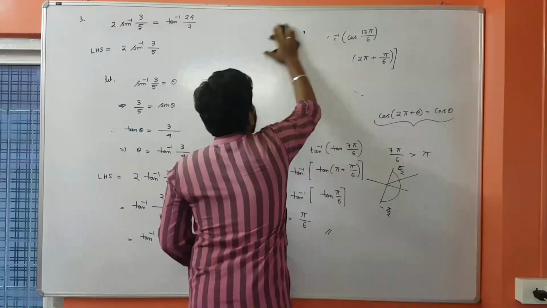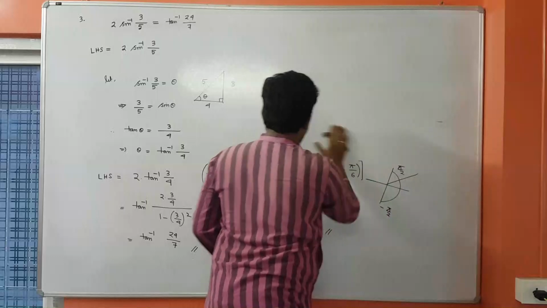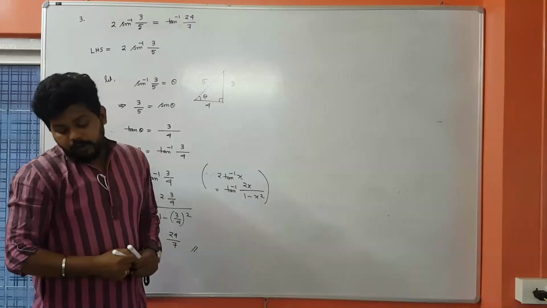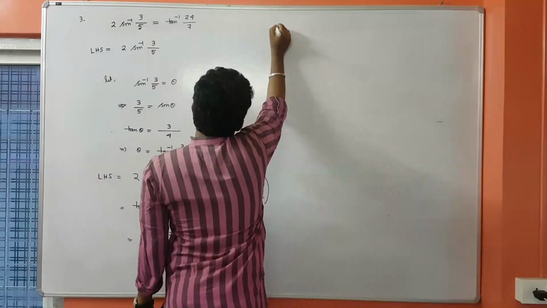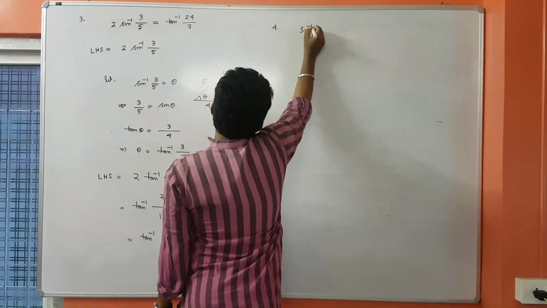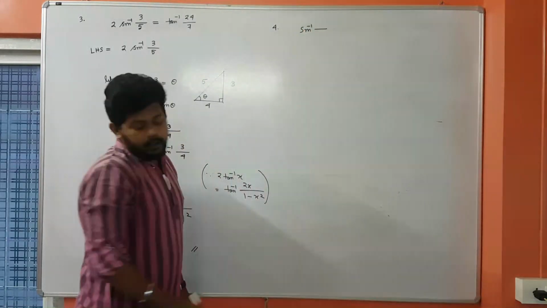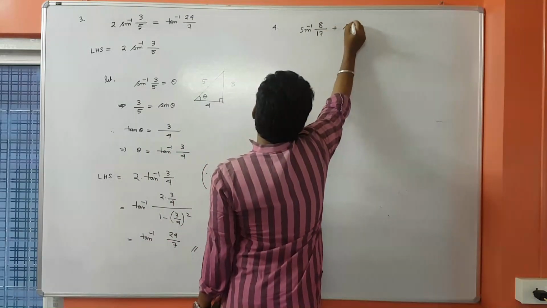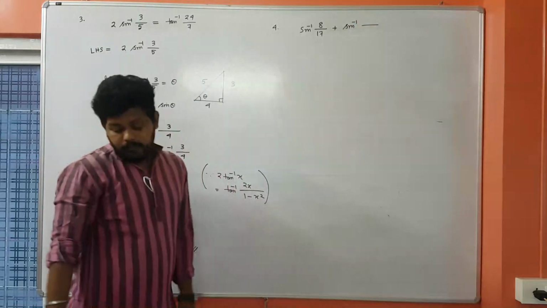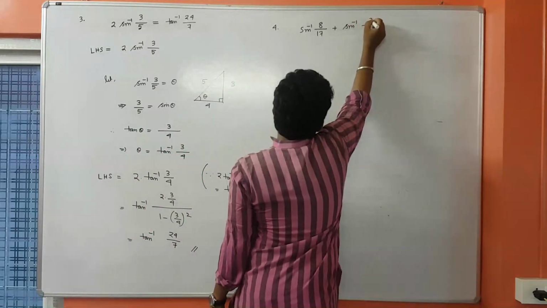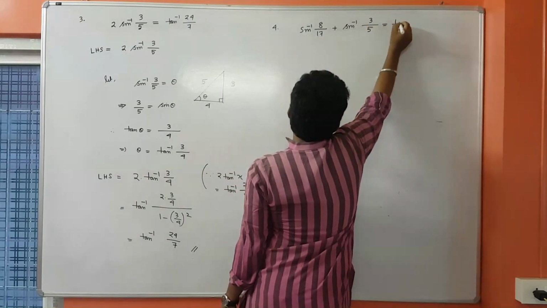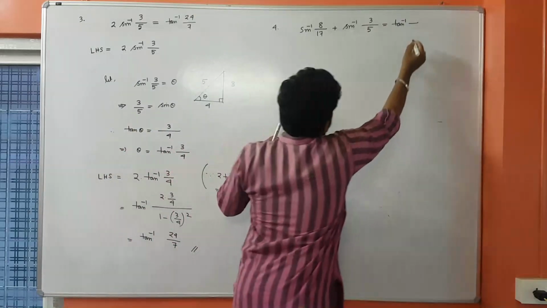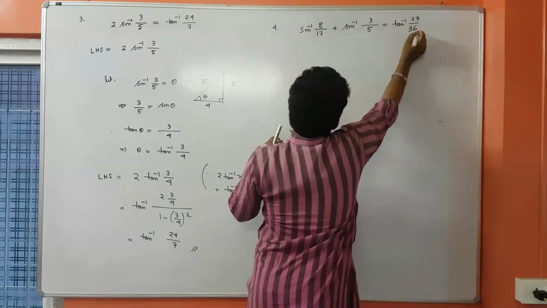Now, question number 4. You have to prove that sin inverse of 8 by 17 plus sin inverse of 3 by 5 is equal to tan inverse of 77 by 36.